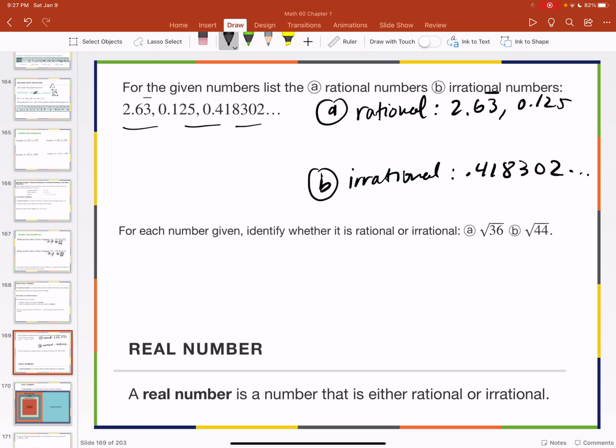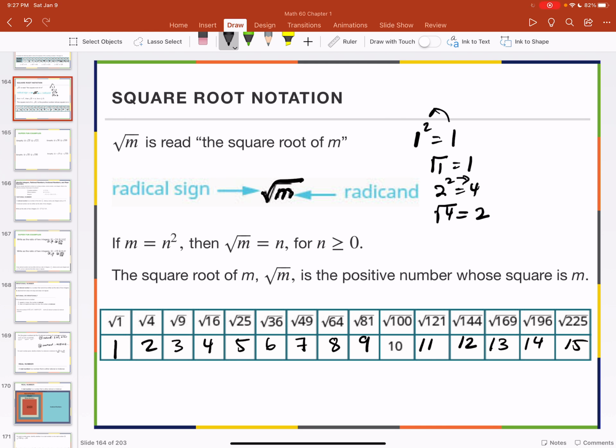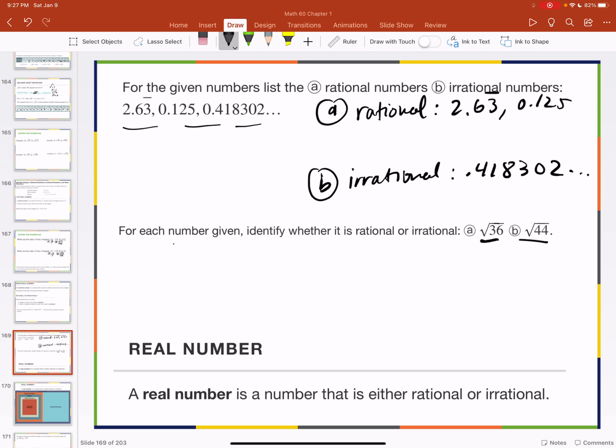Okay, so how about square roots? To go back really quickly, these numbers that we went over, 1, 4, 9, 16, these are called perfect squares, because you take the square root evenly. So perfect squares are rational. Why? Because they end up with a whole number, and all whole numbers are rational. But any other square roots, the non-perfect squares, are irrational.